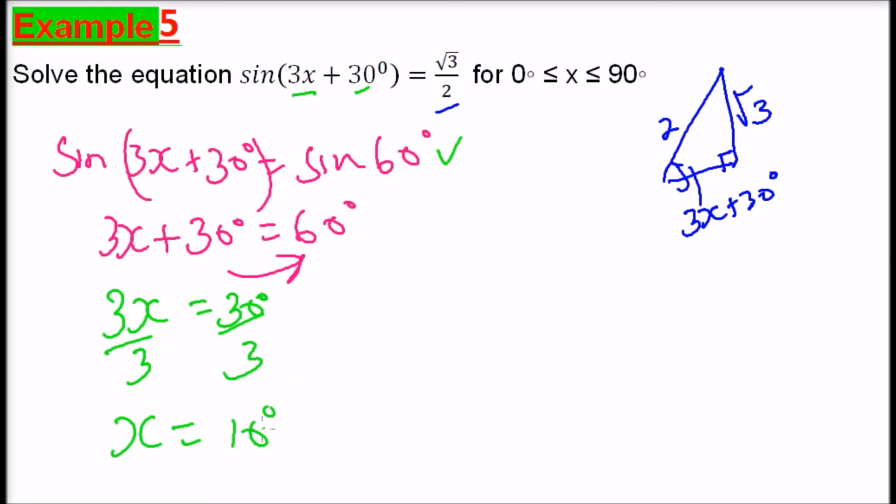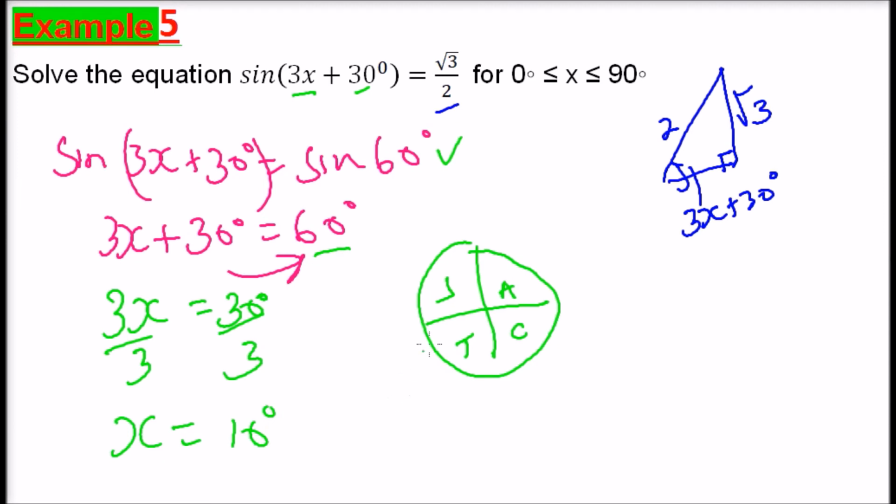Then, using our unit circle, we can say that sine is positive in the second quadrant, and this means that the other angle that we can get is 120. The sine of 60 is the same as the sine of 120 in the second quadrant.